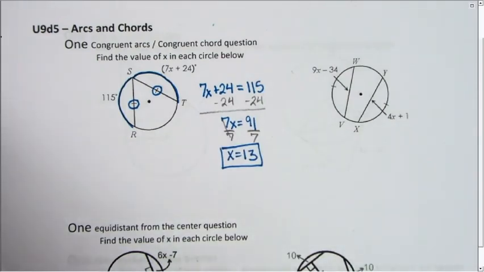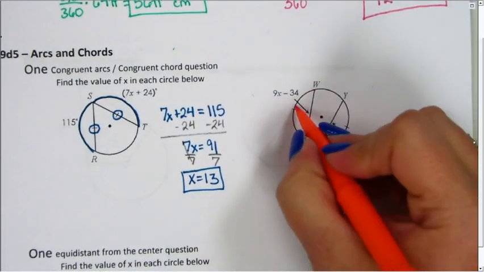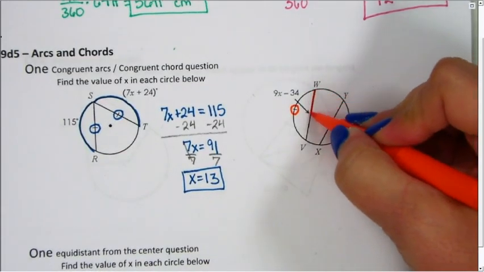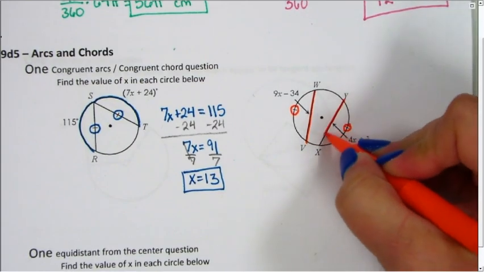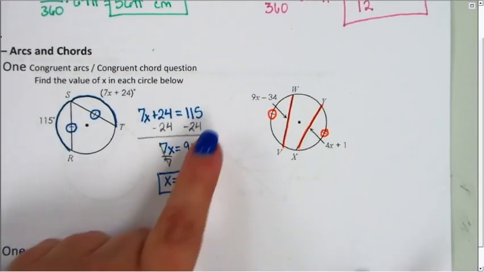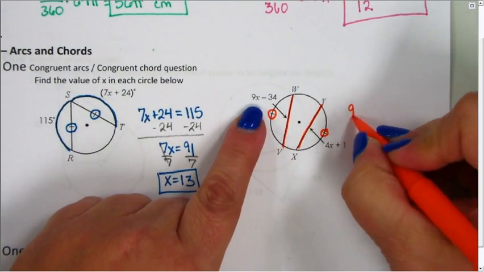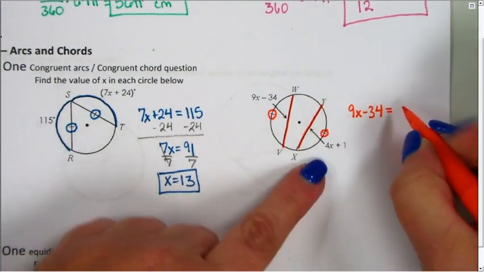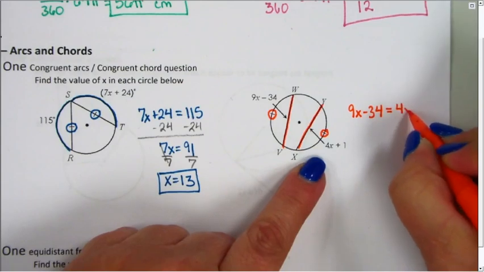The next problem, we're going to be working backwards for the next one. On the next one, I'm going to see I have congruent arcs. That means their corresponding chords are congruent. So 9x minus 34 is going to be equal to 4x plus 1.